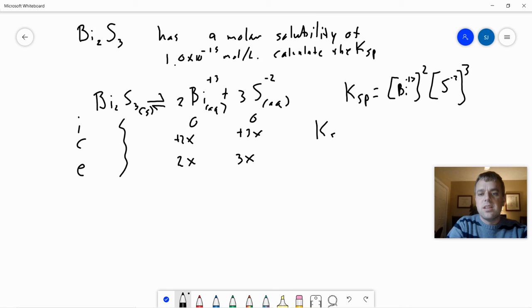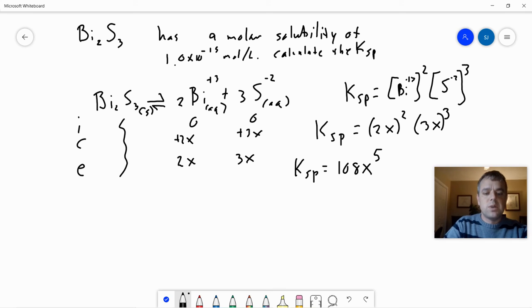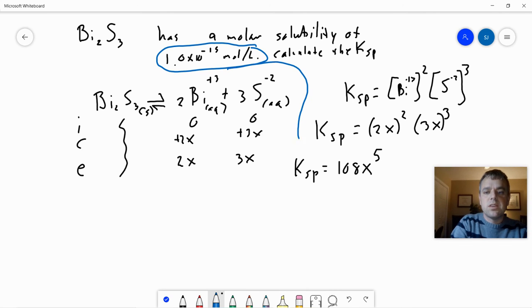So our KSP equals (2x) squared times (3x) cubed, which is going to be 27 times 4, which is 108x to the 5th. Well, the other thing is that this molar solubility, well, that's x.